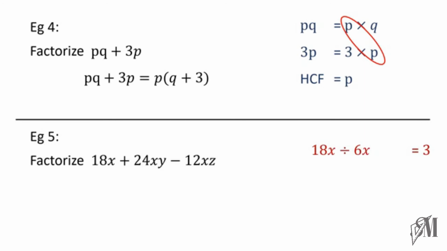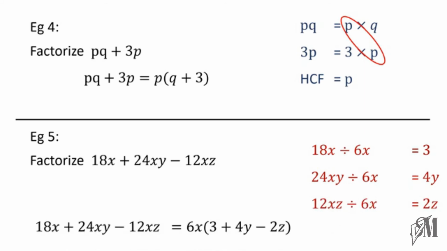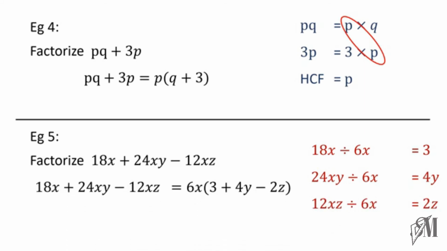I can see that 18, 24 and 12 can be divided by 6. And in all the three terms, there is an x. So I divide all the three terms by 6x separately. So 18x, if you divide by 6x, the answer becomes 3. 24xy, if you divide, the answer becomes 4y. And 12xz, if you divide by 6x, the answer becomes 2z. So now I take 6x out of a bracket. And the three answers I have written within the brackets.